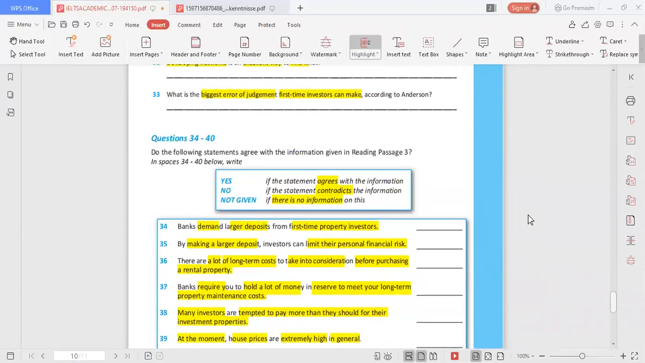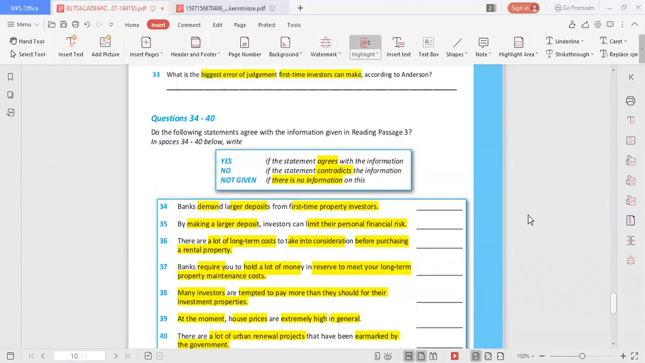Good. Another type of question, yes, and this one can be very confusing. Very, very confusing.